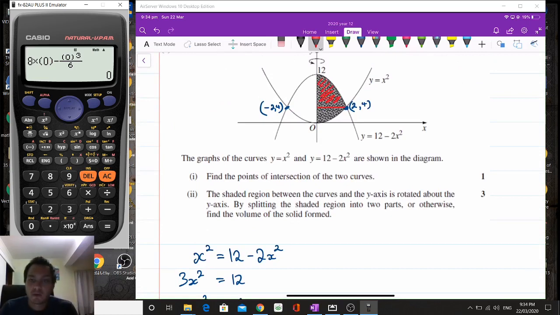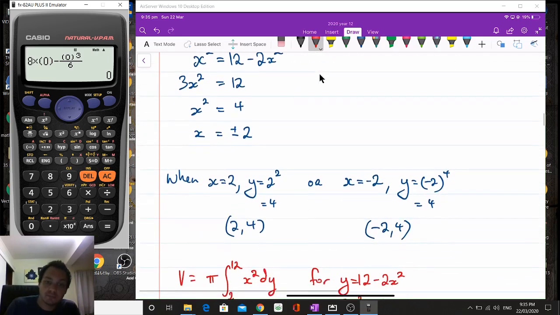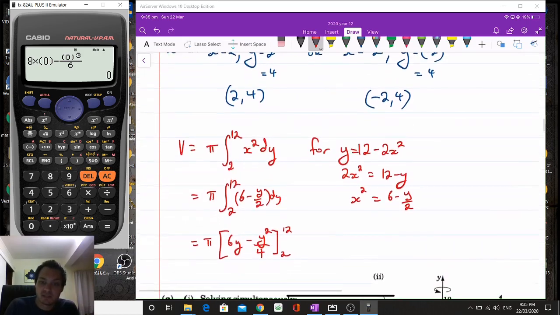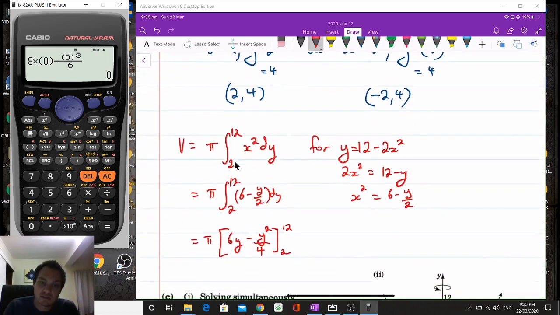Okay, so I know that I'm going from 4 up to 12 up. Okay, so my limits for the integral is from 4 to 12 for this red part, and because I hadn't finished it, and I can see I've got 2.